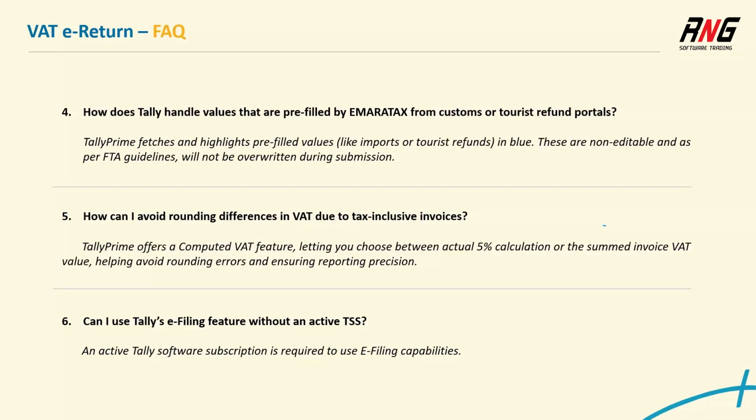TallyPrime offers two different methods of calculating. So it offers a computed VAT feature letting you choose between the actual 5% or maybe the summed invoice VAT value, helping you to avoid all these rounding errors.